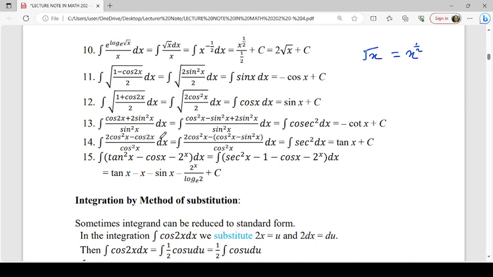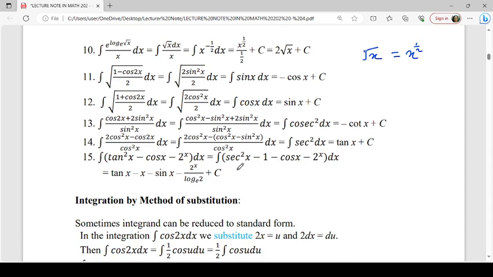And this one is the same. Cos twice x is cos square x minus sin square x. This becomes cos square x plus sin square x, which is 1. So it is 1 by cos square x, it is sec square x. Then tan square x: we don't have the value for integration of tan square x, but we have a standard result for sec square x. So in place of tan square x, we write sec square x minus 1. Then minus cos x, then minus 2 to the power x.